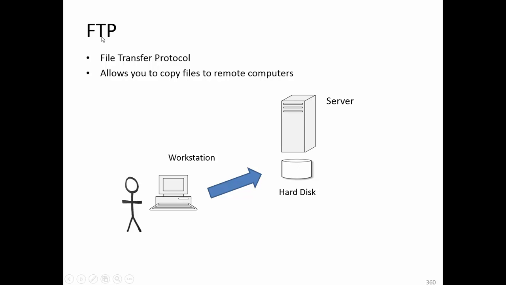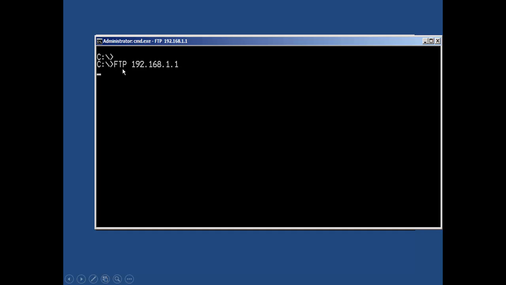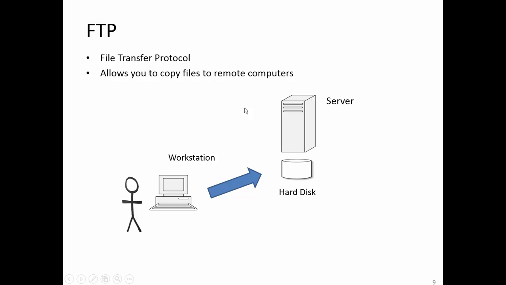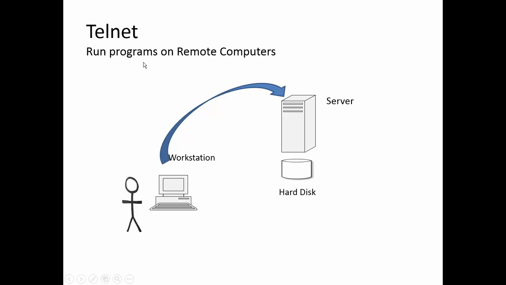To start FTP, it is a command line utility, and you type FTP followed by the IP address of the remote computer that you want to connect to. And then when you are connected to that remote computer, you can copy files up to the hard disk of the remote computer, or you can copy files down from the hard disk of the computer. An FTP server is simply a computer that you can save files to using FTP, the File Transfer Protocol.